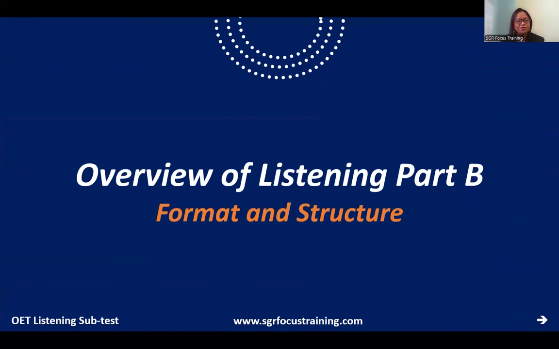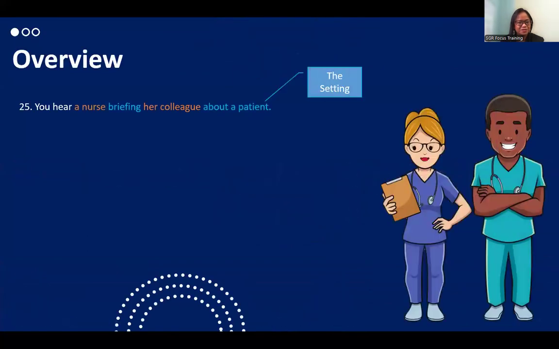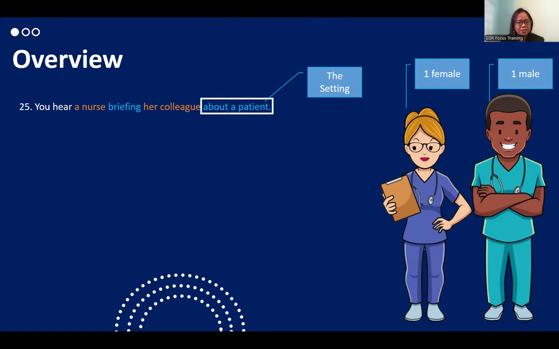Let's look at the overview of listening Part B, its format and its structure. At the top is your setting. This part tells you who and how many speakers there are in the recording. In this instance, we can see that we have 2 speakers, a nurse and her colleague. One will always be male and the other one will always be female. The setting also tells us what they will be talking about, something about a patient.